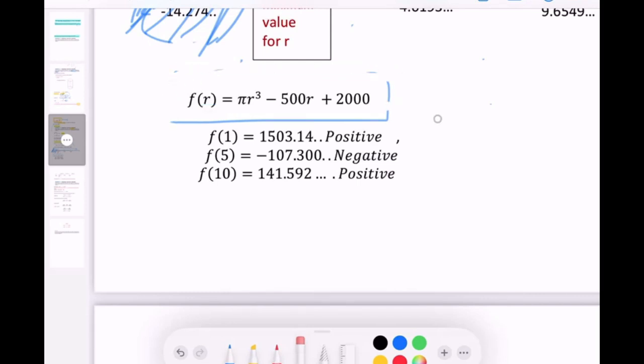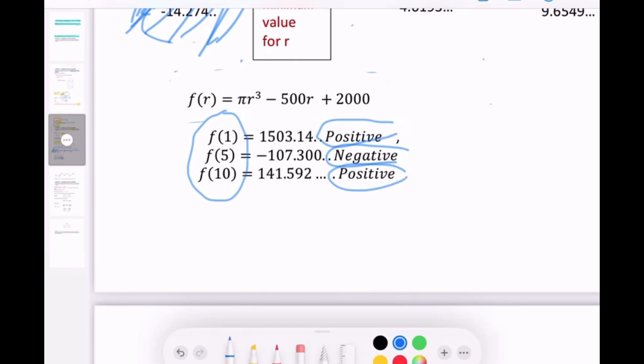Okay, just type it using alpha. Of course, in your calculator, there is no r, so you can use x. Then substitute with these values, 1, 5, and 10. You get these values, and you get the signs: positive, negative, and positive. You ask me why these values?